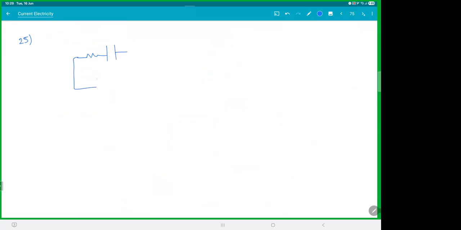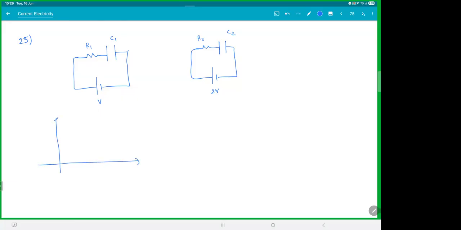Let's say we have a capacitor, resistor. Voltage V, this is R1, this is C1, this is R2, and this is C2. So there are two things there. Maybe I'll give you this thing as 2V. So these are two RC charging circuits, okay? This is another really good question. You plot a graph for current versus time graph. And this is how the graph looks like. This is for current I1.